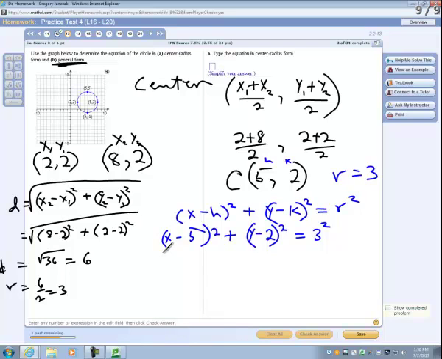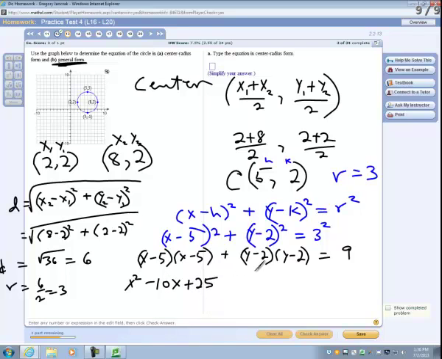Is it just x squared minus 5 squared? Or do we got to do something else? Foil it, right. That's x minus 5 times x minus 5, right? And then y minus 2 times y minus 2 equals 9. And so this would be x times x is x squared. This would be minus 5x, and minus 5x is a minus 10x. And then minus 5 times minus 5 is plus 25.